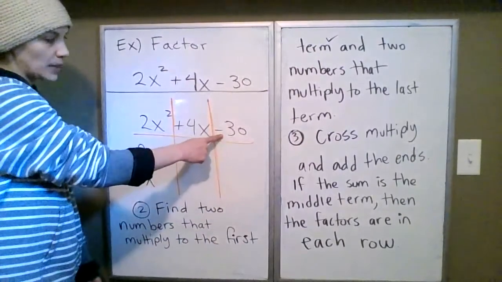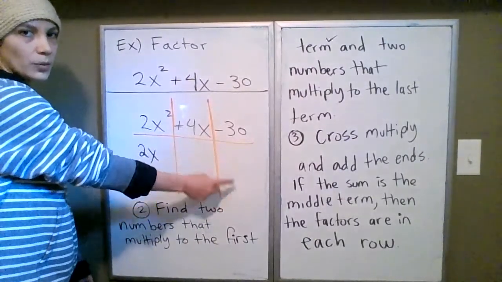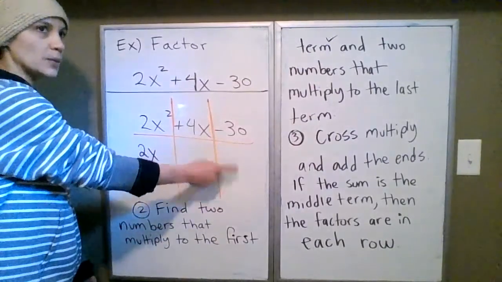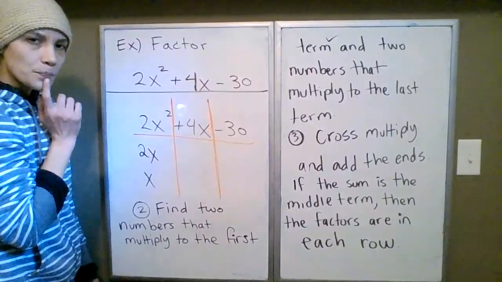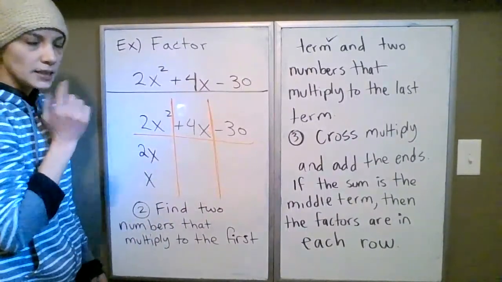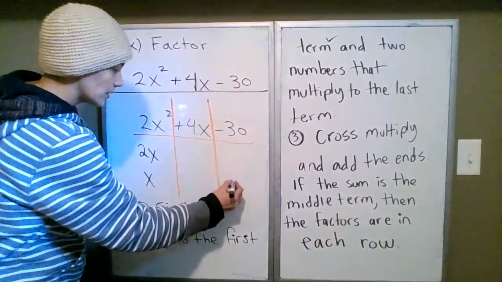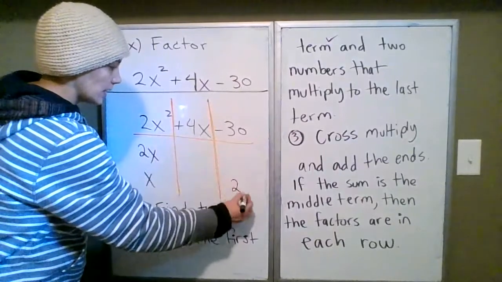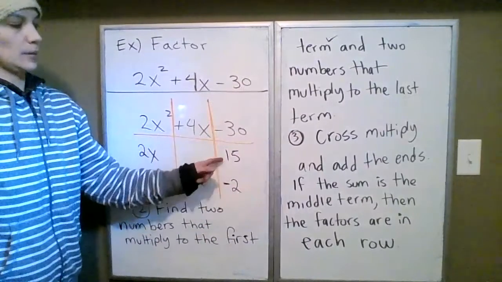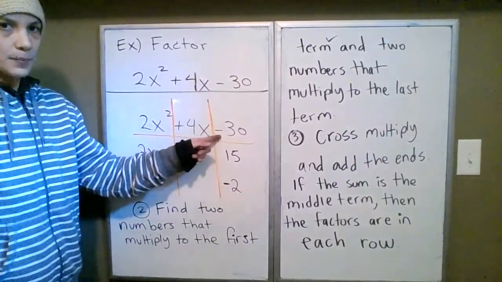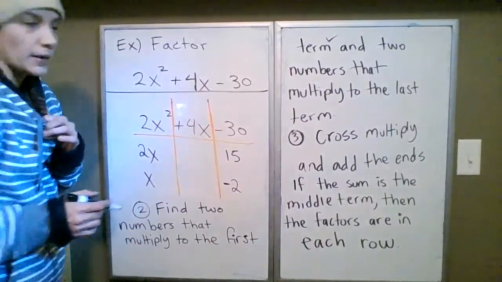For two numbers that multiply to negative 30, I could use something like 2 and 15, or negative 2 and 15, or maybe 30 and negative 1. Let's just do a random one, like 2 and 15. We'll put the negative here. Negative 2 times positive 15 is negative 30. And this is just one guess. Okay, I've done this.